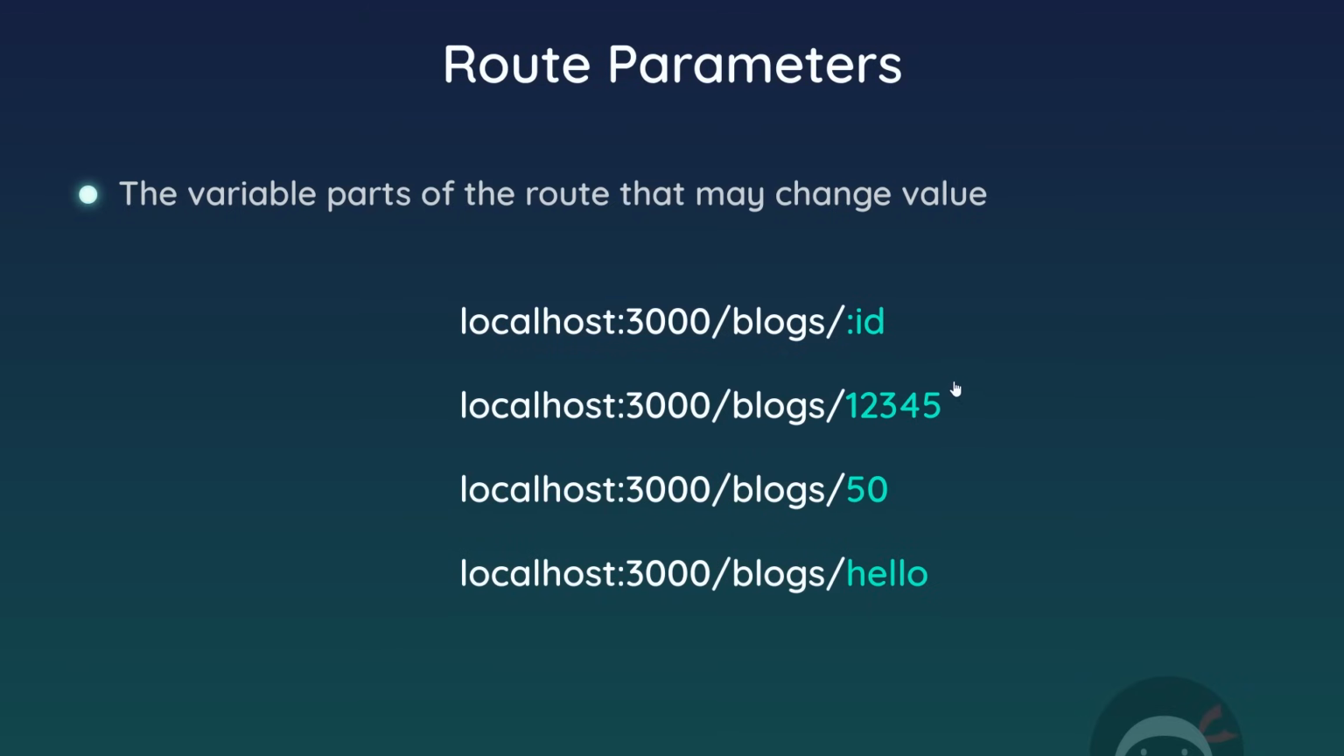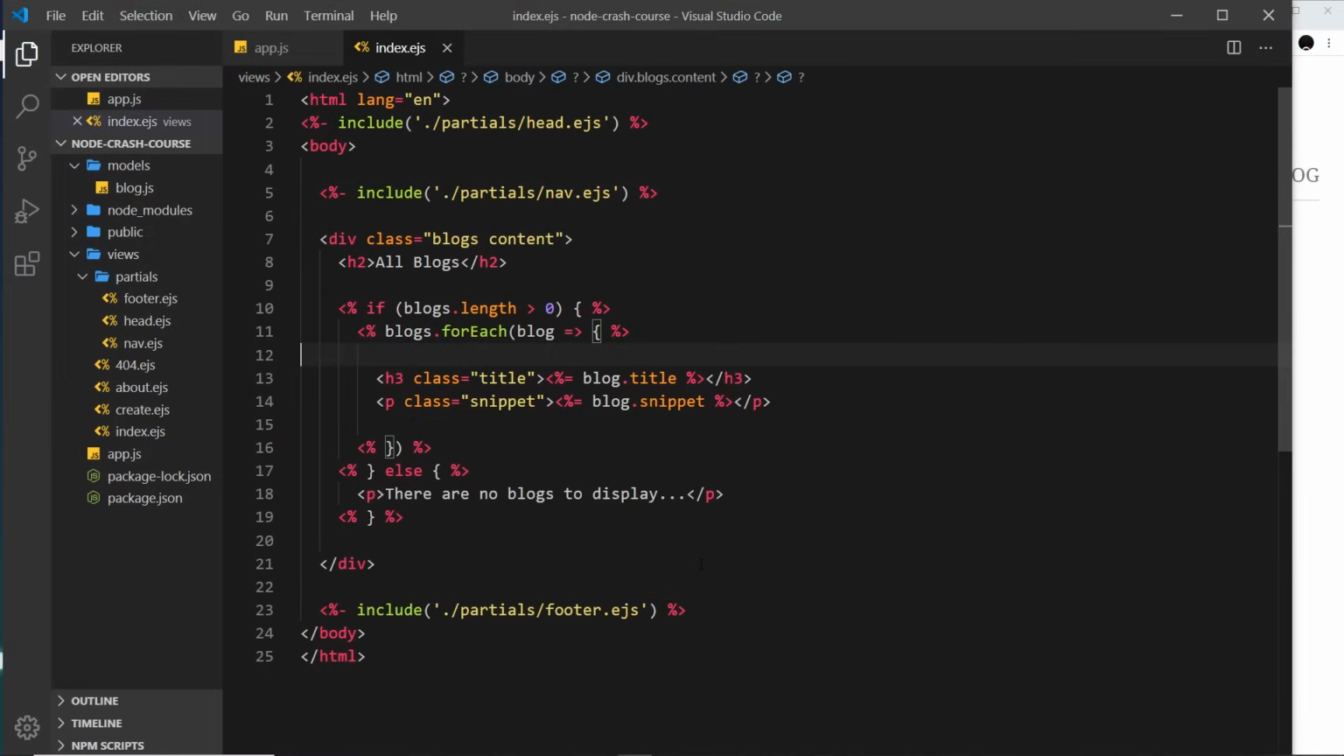And we want to be able to extract this to see if it's an ID, and then we can query the database for the document with that ID and send it back to the user. So we need a way in Express to extract a route parameter from a URL so we can use it. Okay then, so there's a couple of things I want to do here with route parameters.